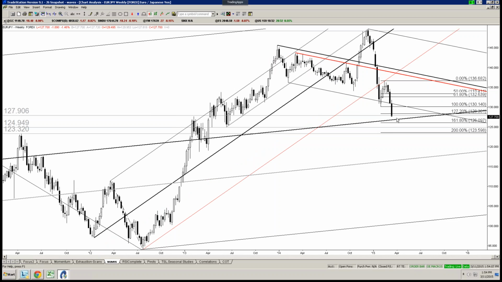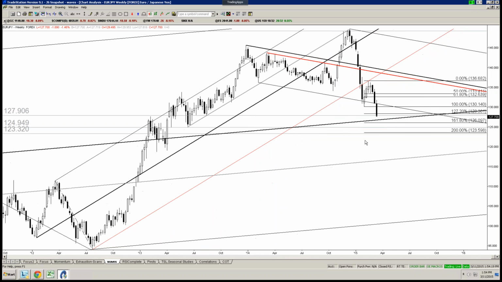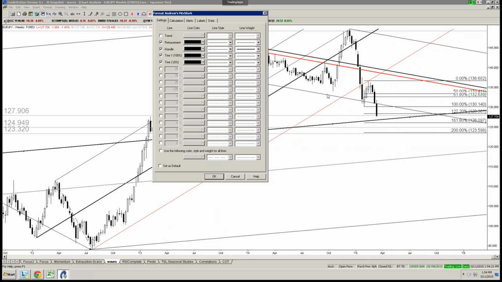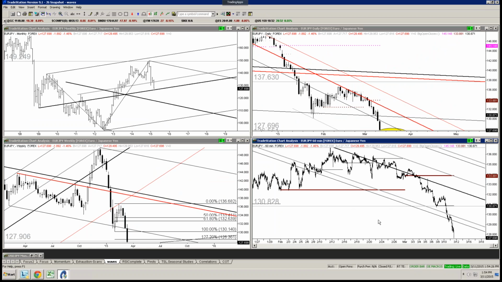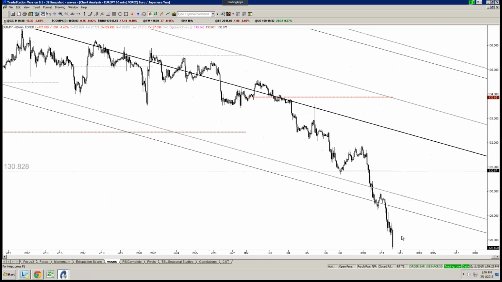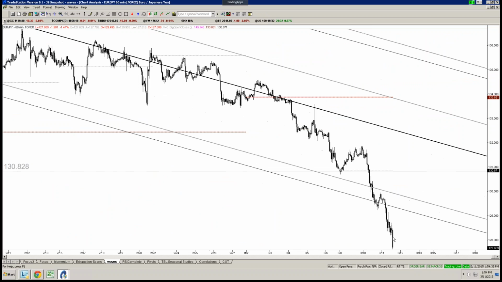Measured target for this isn't until 123.60. So, yeah, got potentially a ways to go on euro yen. Now, this line here, these areas, if there were to be some sort of a rebound, this is where you'd be looking for resistance again, one of these lines.